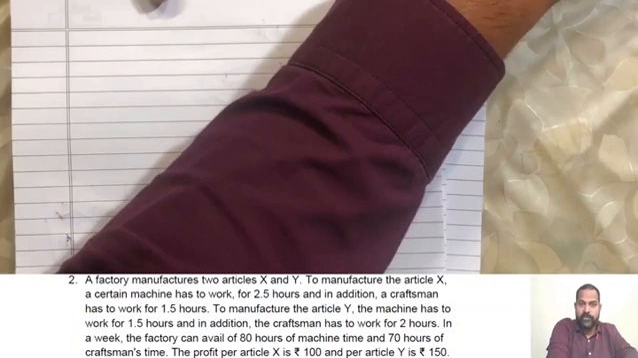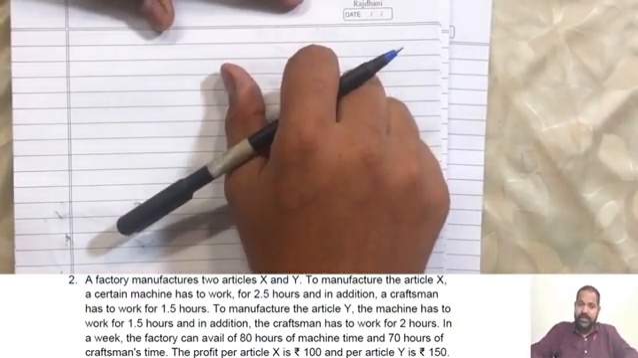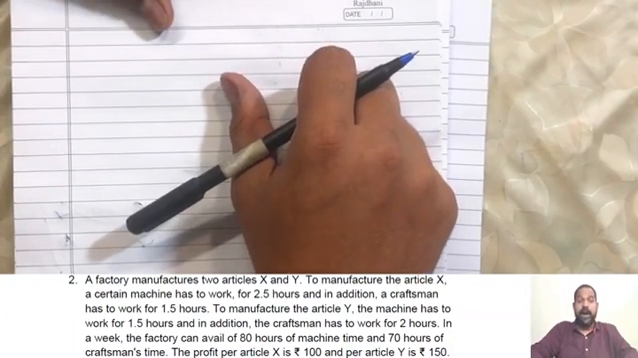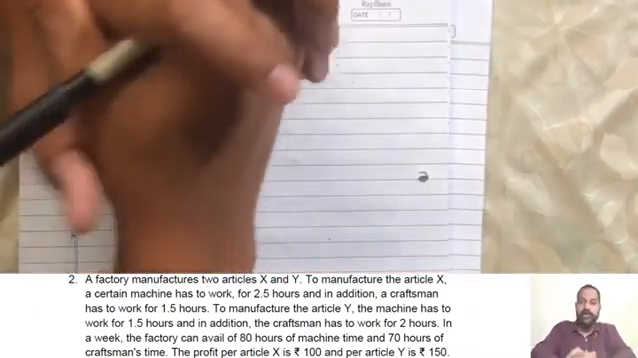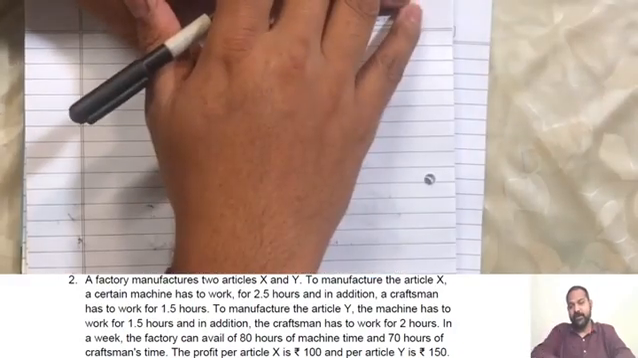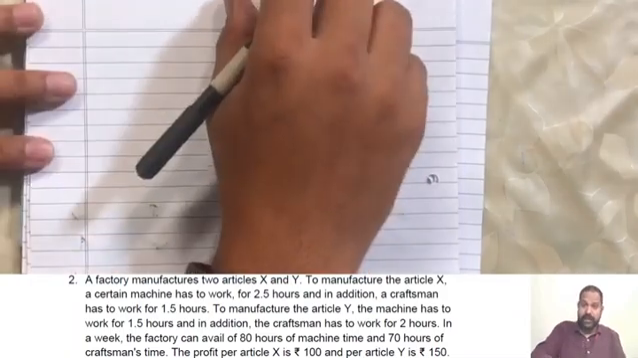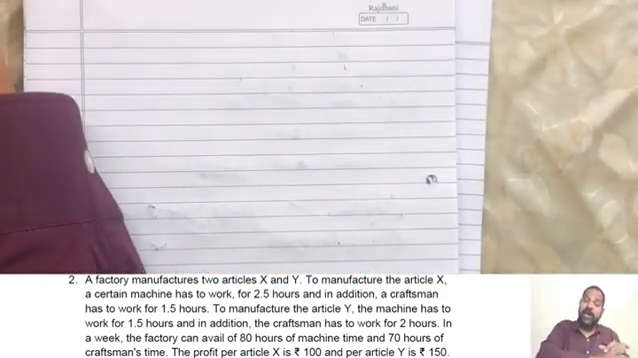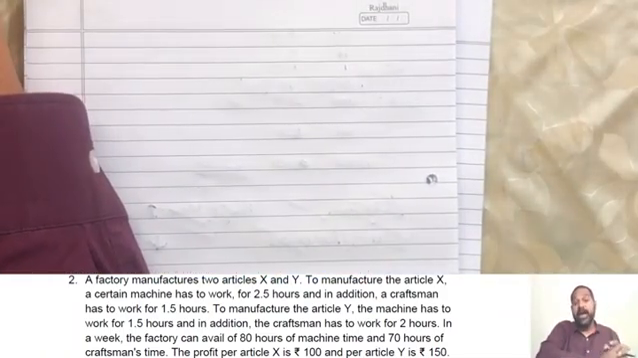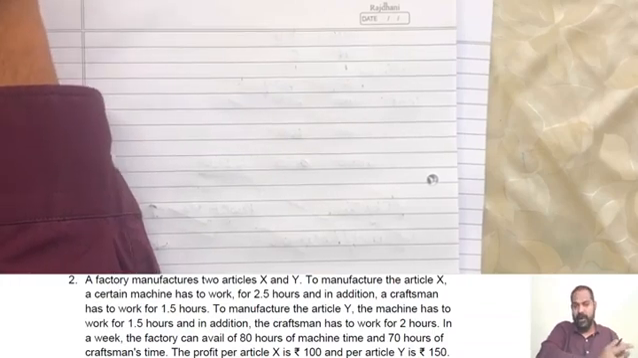Let's come to the first question that I want to do, which is question number 2. Let's read the question from start to end first. A factory manufactures 2 types of articles, X and Y. What does a factory manufacture? It manufactures 2 types of articles. One article is X and the other is Y. Okay. To manufacture article X, a certain machine has to work for 2.5 hours. And in addition, a craftsman has to work for 1.5 hours.